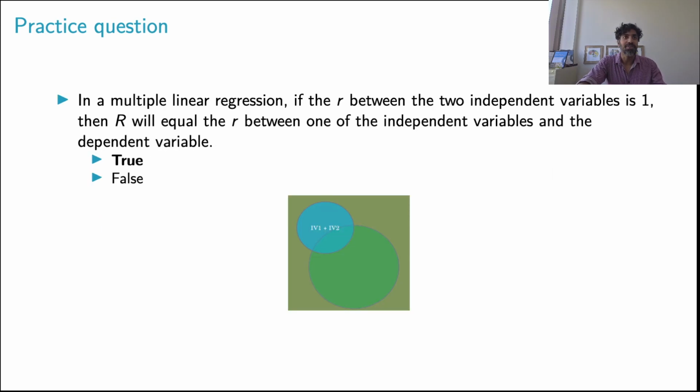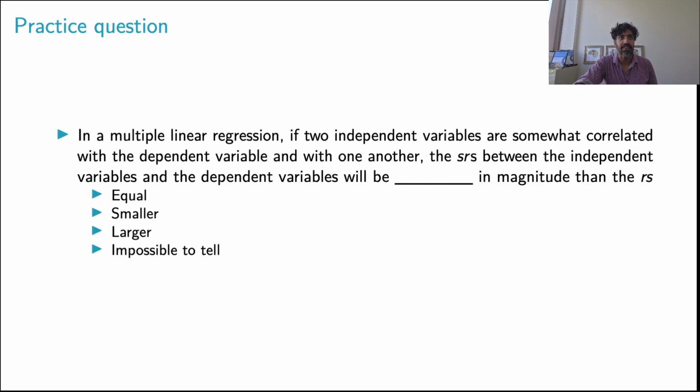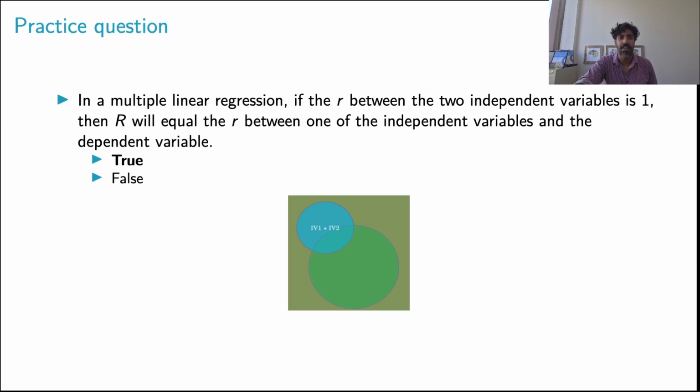And hopefully you said true. Sorry, I flicked very quickly there. So in this example, if the r between the two independent variables is 1, they're both exactly equal to one another, and then the capital R will equal the r between one of the independent variables and the dependent variable. The correlation will be exactly the same because they represent the same variable, essentially. So the correlation between each of these independent variables and the dependent variable will be the same. That's the main takeaway there. Hopefully that Venn diagram helps conceptualize that.